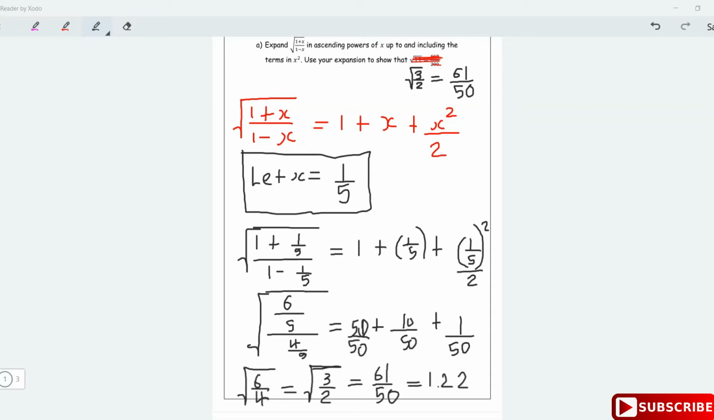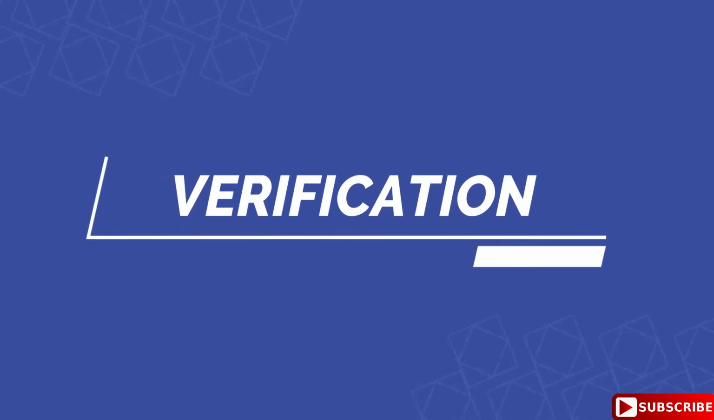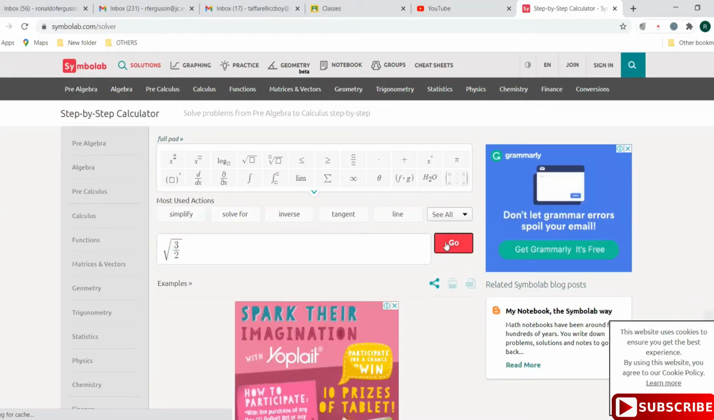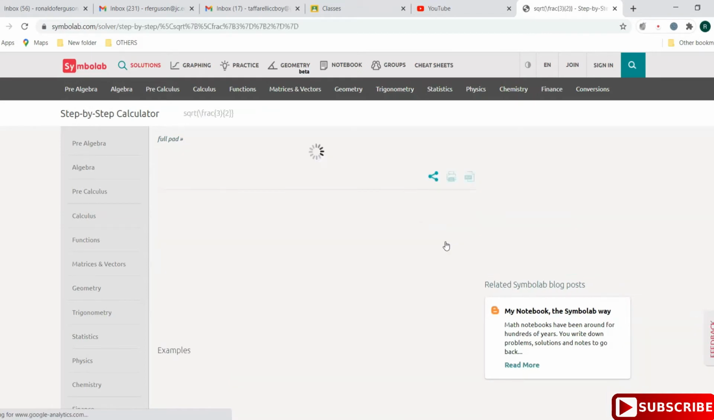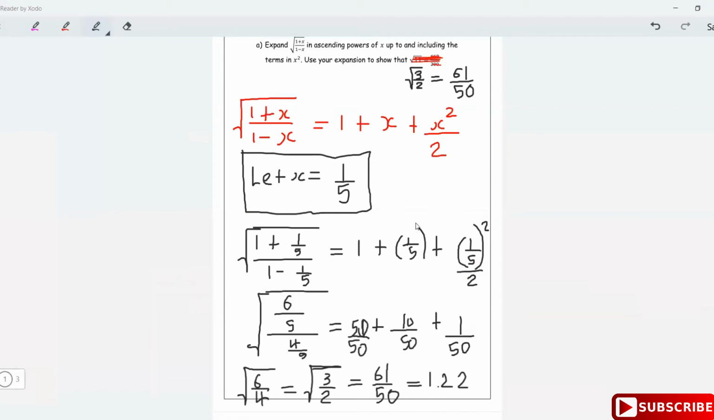So here's a verification of the solution. If you find the square root of 3 divided by 2, look at this, I get 1.22474. But notice that we also got 1.22 from our expansion. So binomial expansion is very accurate. Nice. So that's that example.